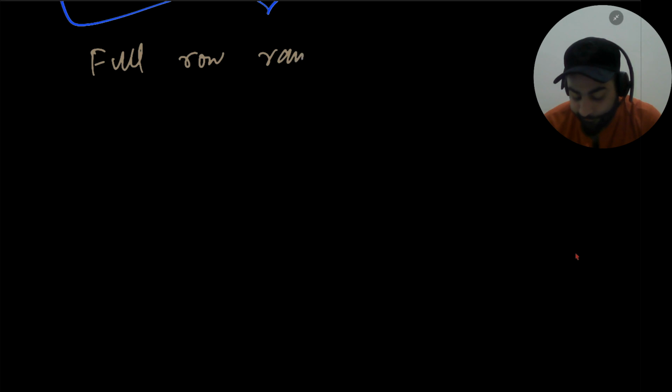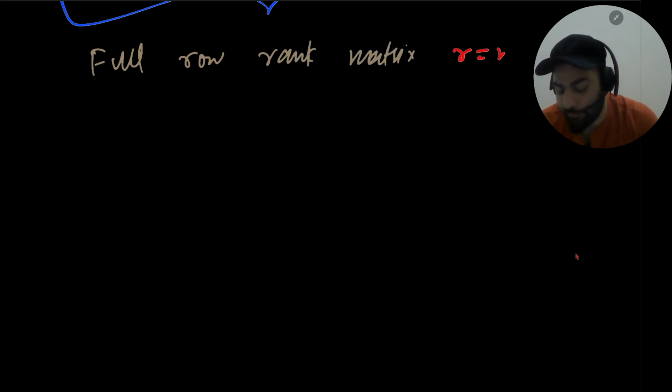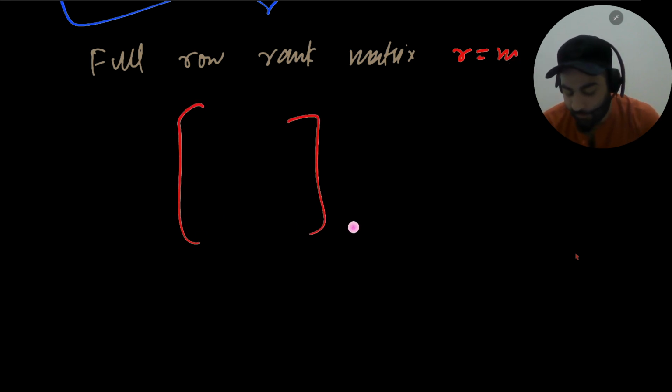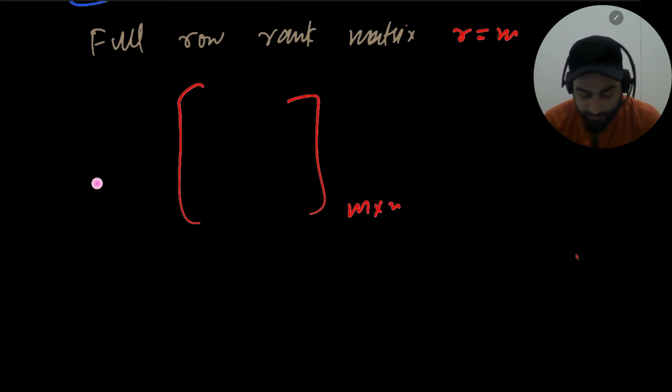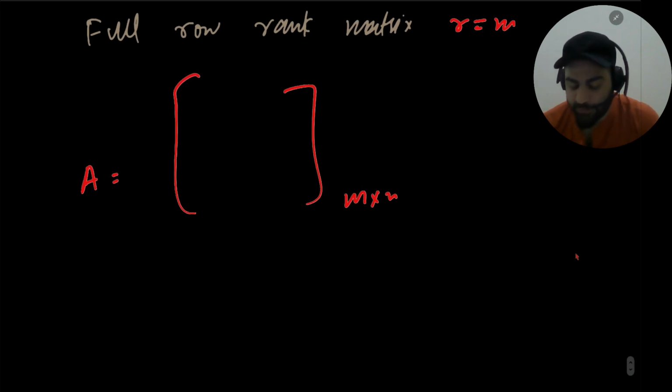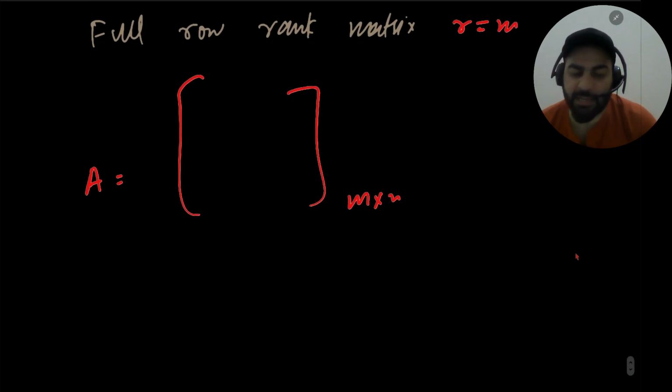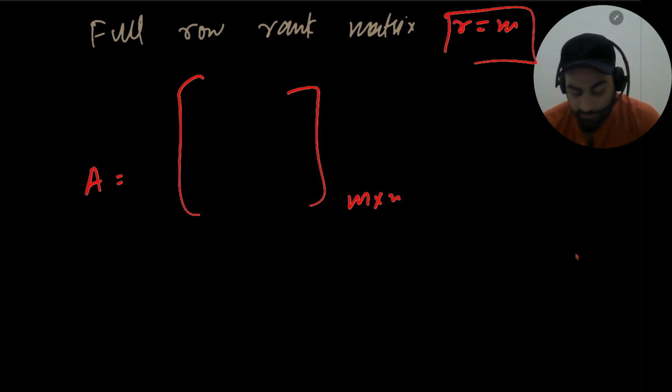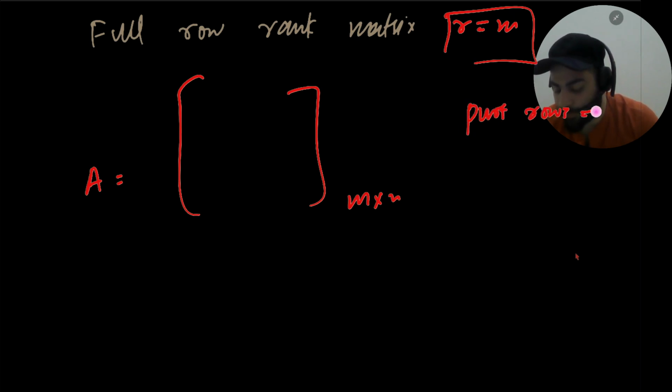If we have r equal to m, we have this full row rank matrix. So if we now have a full row rank matrix, what is the meaning of that? Basically that means r is equal to m. So if we have an m cross n matrix A, there can be two cases. m can be greater than n, or it can be less than n. What I'm saying is r is equal to m, so the pivot rows are equal to m.